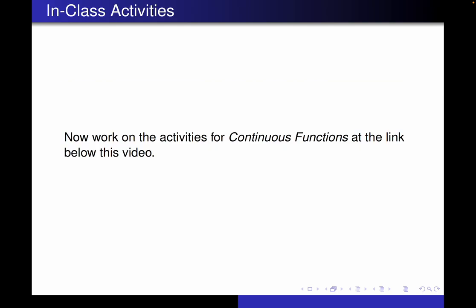So I think you're pretty well equipped to work on the continuous function problems. They're very similar to the limit ones. We just have to check that the function values are the same as the limit.